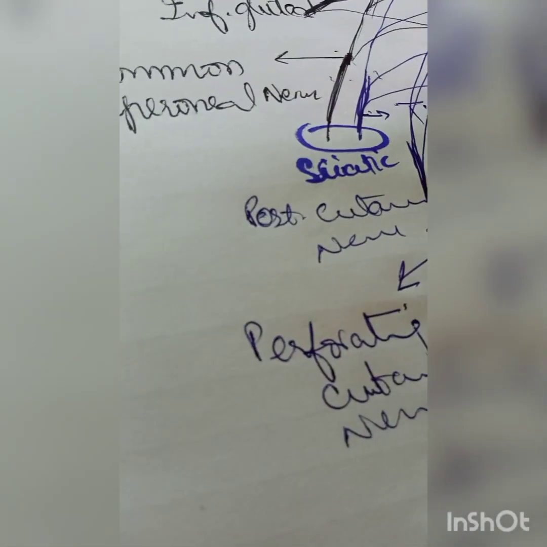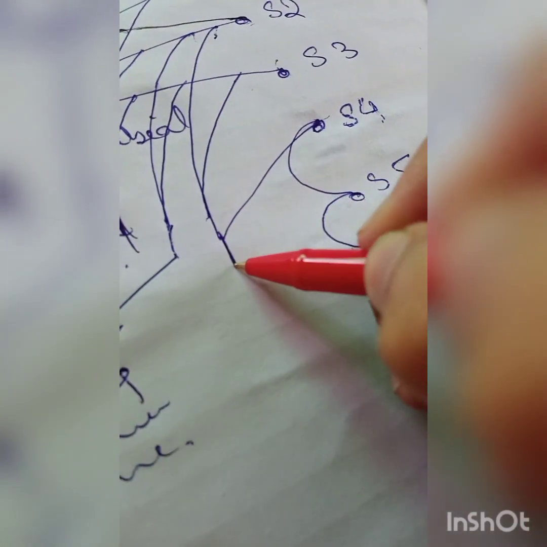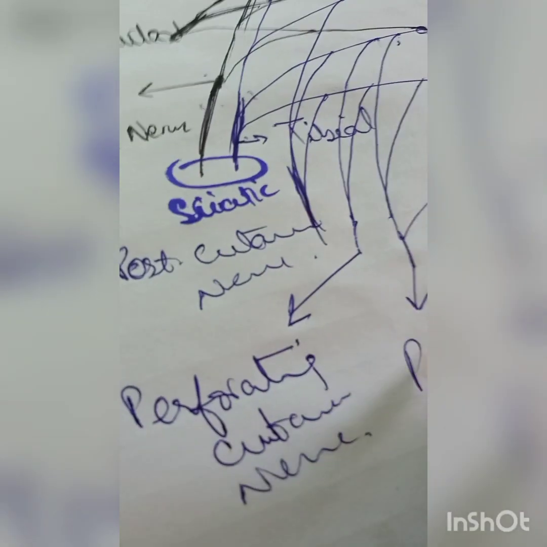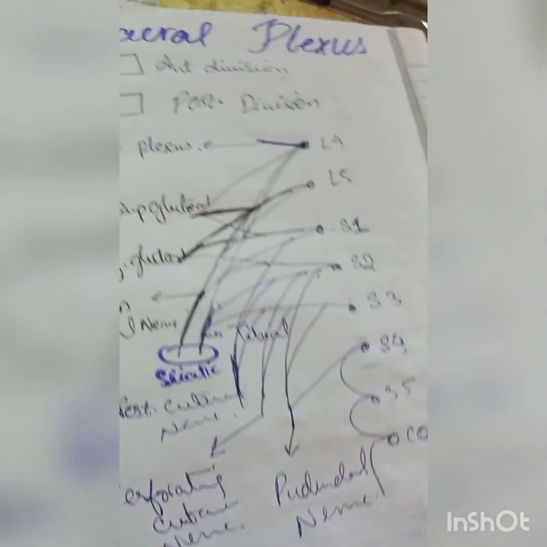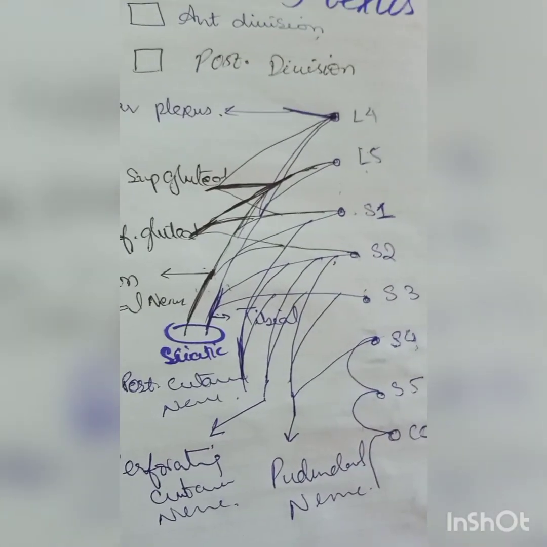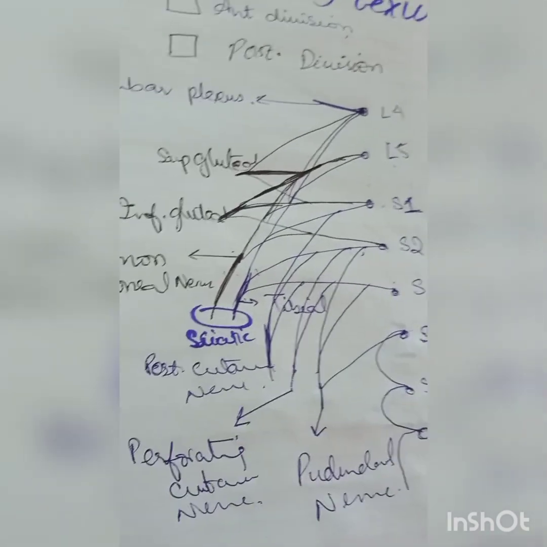Here, as you can see, the pudendal nerve arises from S2, S3 and S4, also from the anterior division. That's why I'm holding a blue ballpoint. S2, S3, and here we go, S4. And there you get your pudendal nerve. So this can give you a rough idea about how to make a sacral plexus diagram.